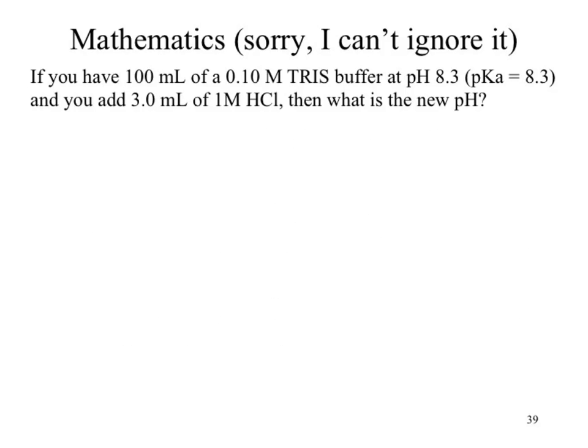Okay. So, we can't quite ignore it. If we had 100 milliliters of a 0.1 molar Tris buffer at pH 8.3, and I'll even tell you that the pKa is 8.3, and we add 3 milliliters of a 1 molar HCl solution, then what's our new pH?